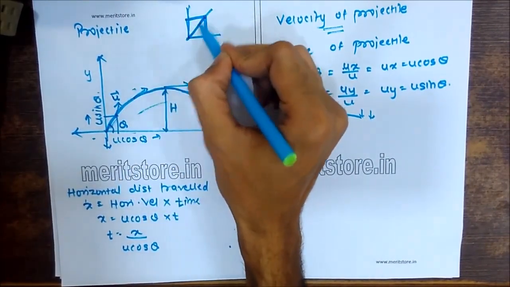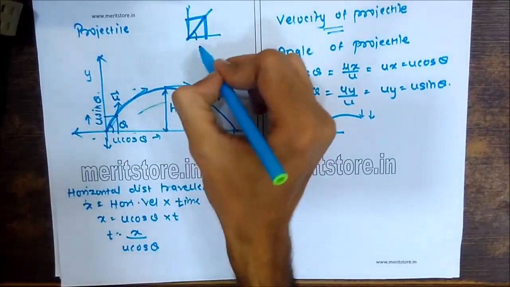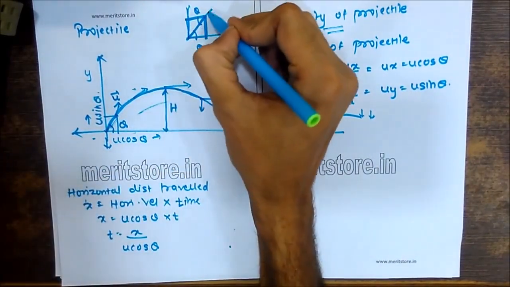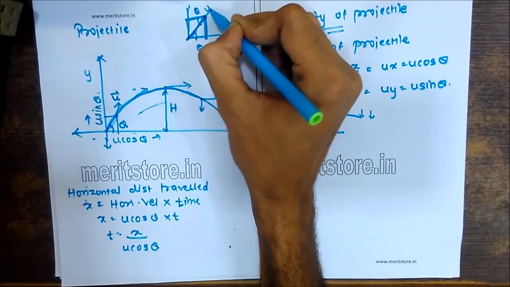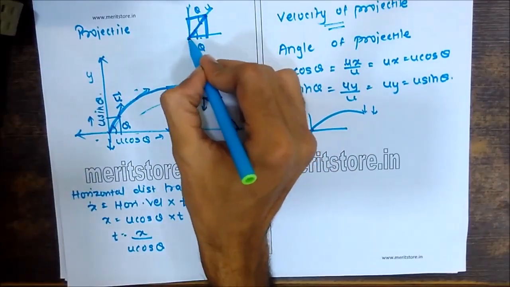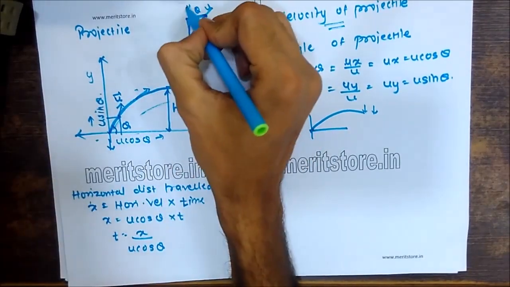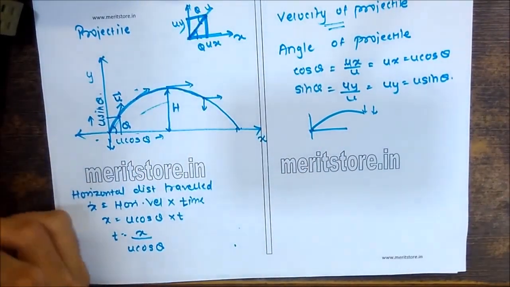Okay, and I get this angle. Out here I get theta, and again out here I get a second theta. This center line is my u. This along the x-axis will be my ux, the velocity along the x-axis. This along the y-axis will be my uy.